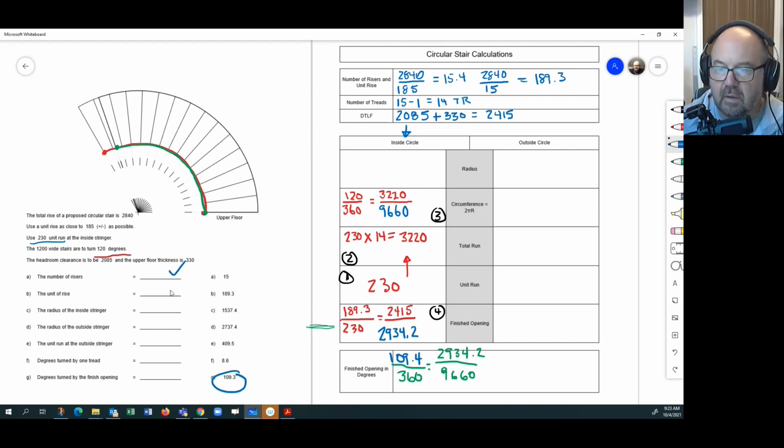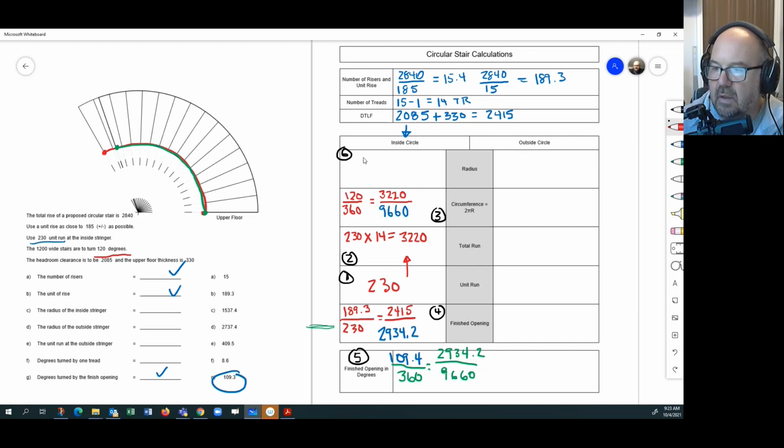So we got this, got that. We don't have that yet. Radius, don't have that yet. Unit run at the outside, oh wow, we just almost don't have anything yet. We sort of subverted the whole thing. How are we going to go from 4, let's see here, 5. Let's go up here now and do this guy. How are we going to go to radius from here?